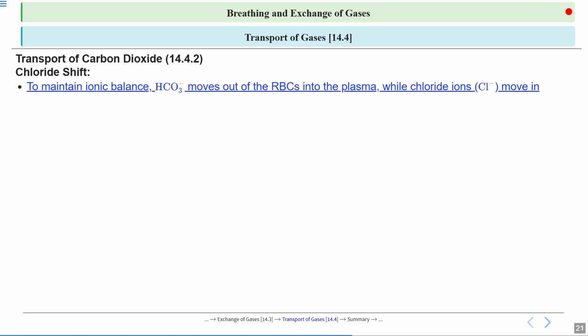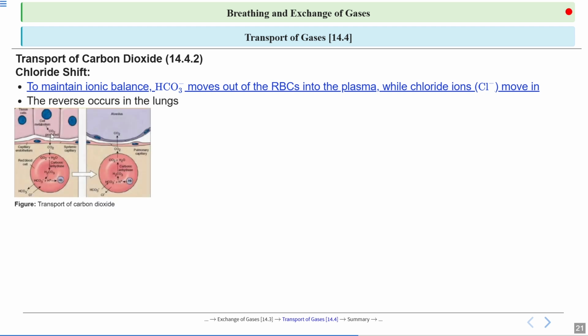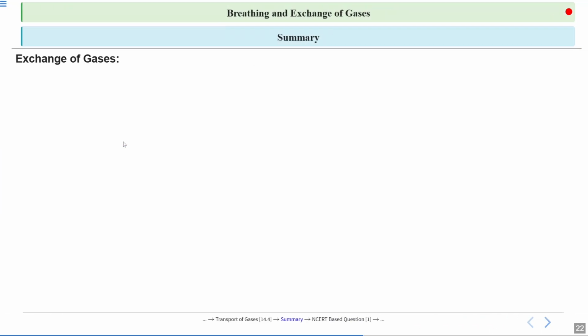Now chloride shift. We have just now studied the chloride shift. To maintain the ionic balance, bicarbonate ion moves out of the RBC into the plasma, while chloride ion, because it also has the minus sign, moves inside. So the reverse occurs in the lungs. This is occurring at the region of the tissue when it is taking the carbon dioxide. But once it reaches the lungs region, it gives out carbon dioxide. So this is the Bohr effect that you were discussing.